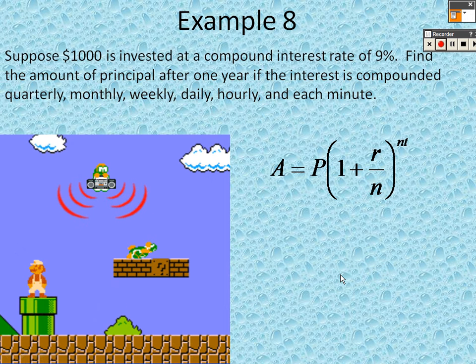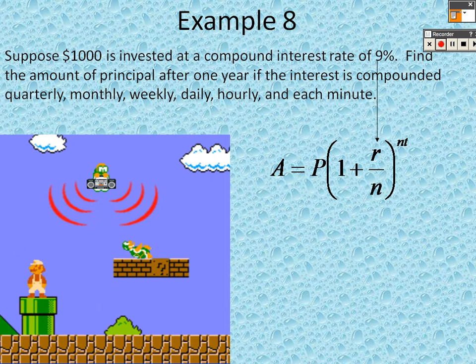So, continuing here in section 5.1, I'm just going to take a look. Suppose that there is $1,000 invested at a compound interest rate of 9%. Find the amount of principal after 1 year if the interest is compounded quarterly, if it's compounded monthly, weekly, daily, hourly, and every minute.